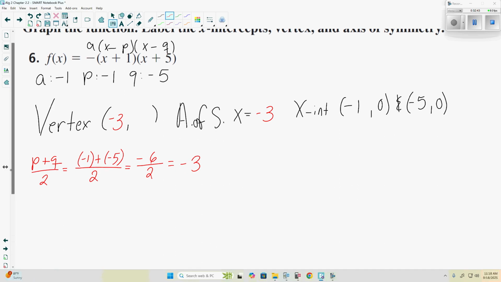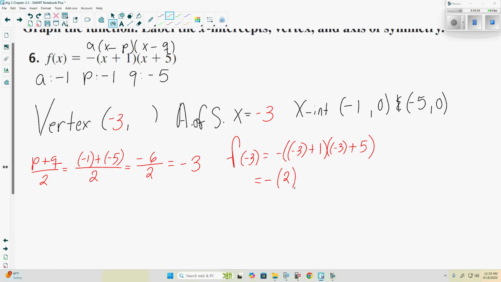Now the last thing we need to do is plug it into the function, f of -3. So we have -(-3 plus 1) times (-3 plus 5). Again, if we want to, we can type this whole thing into the graphing calculator or 30X, and it will tell us what it is. Especially at this point, if you don't feel confident with this many negatives in the equation, go and type it in.